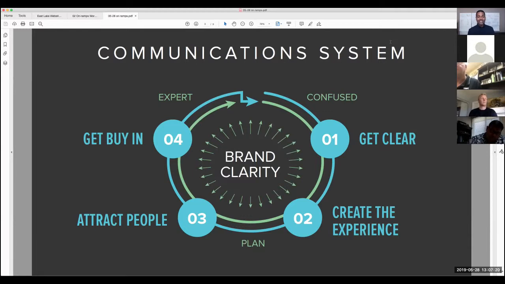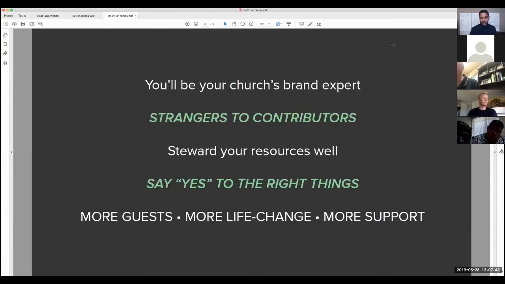So what are some good techniques? That's where we get into things like Facebook ads and some technique type of things, your website. How do we make that better to attract people? And then the final thing is to get buy-in. Once you attract people, how do you get people to buy in to what is going on at the church? They buy into the vision, so they contribute with their time, their money, their talent to help you carry that forward.